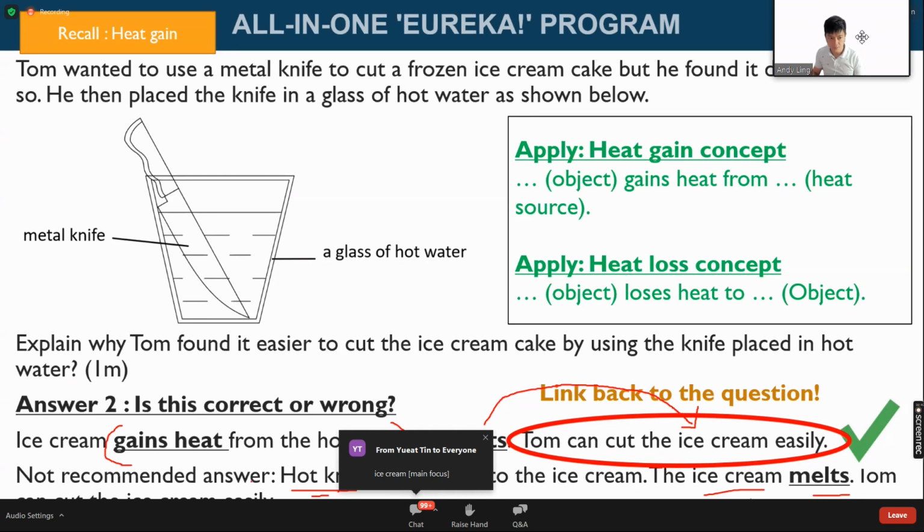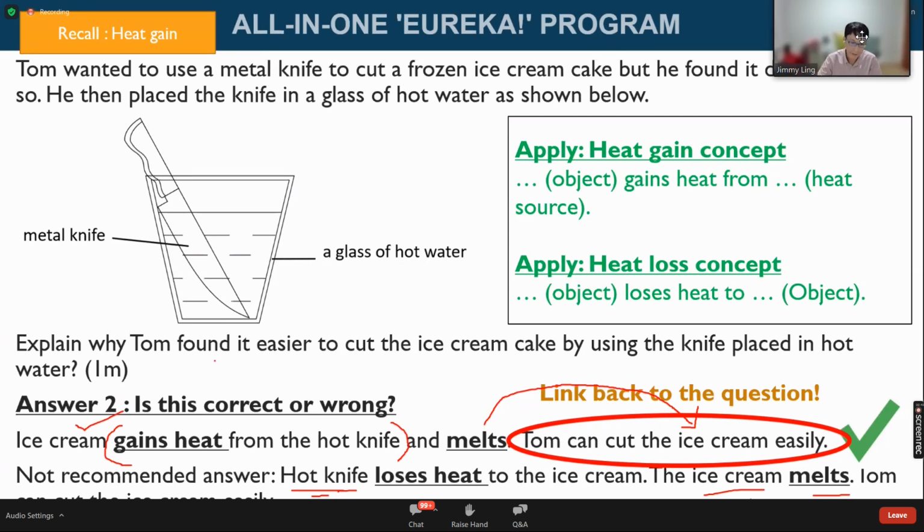I don't recommend this, and I'll mark it wrong. I want the student to be precise, and we are going to use the first version. How about: the hot knife loses heat to the ice cream and causes it to melt? Will it be correct? It's the same thing here. Causes it. It refers to the ice cream, right? And that brings me to a second point, parents.